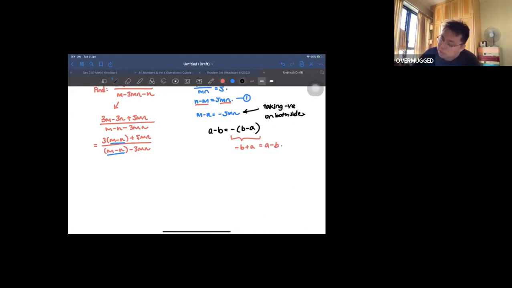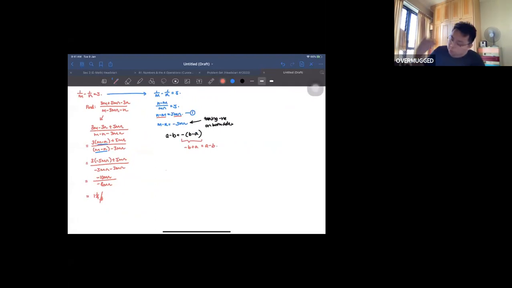So we now know that m minus n equals the negative of 5mn. We can do the substitution: 3 times negative 5mn plus 5mn, divided by negative 5mn minus 3mn. Very good, no funny business going on. Numerator is negative 10mn, denominator negative 8mn. Final answer is 1 1/4. So you see, from one equation alone, we just do a simple substitution, and then the numerical value comes out. It's not as difficult as it seems. I hope this is clear.